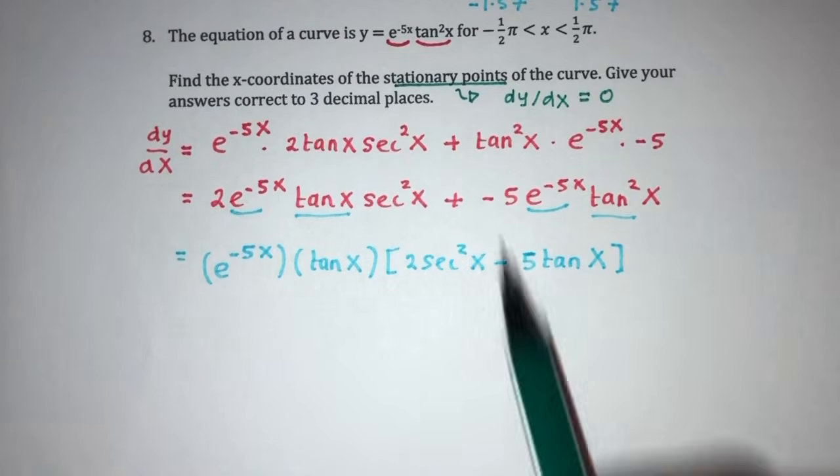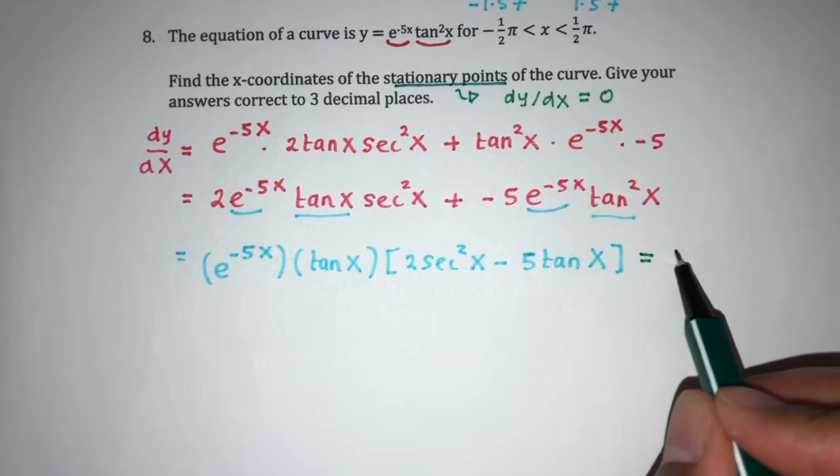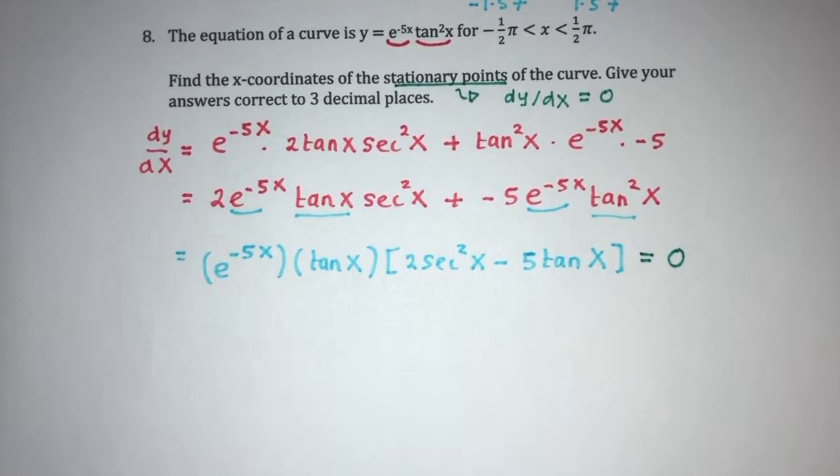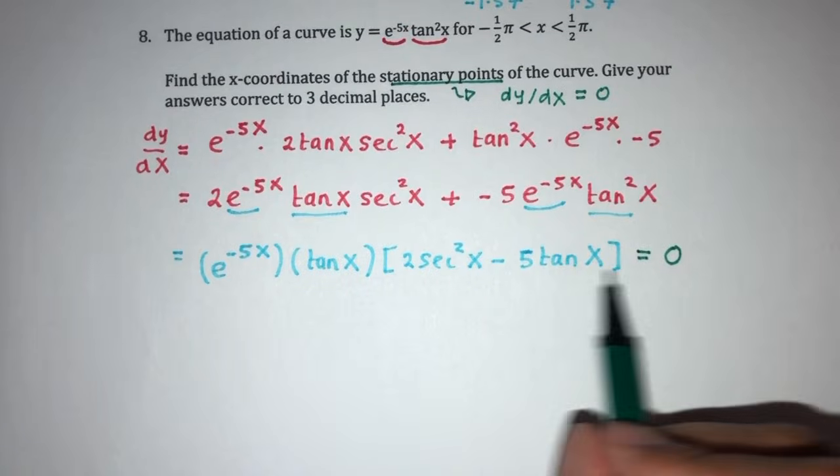Now we are trying to find the stationary points. Here we have dy by dx. We have to equate that to 0, right? For now everything is okay still. Now we can try to simplify this first as well.